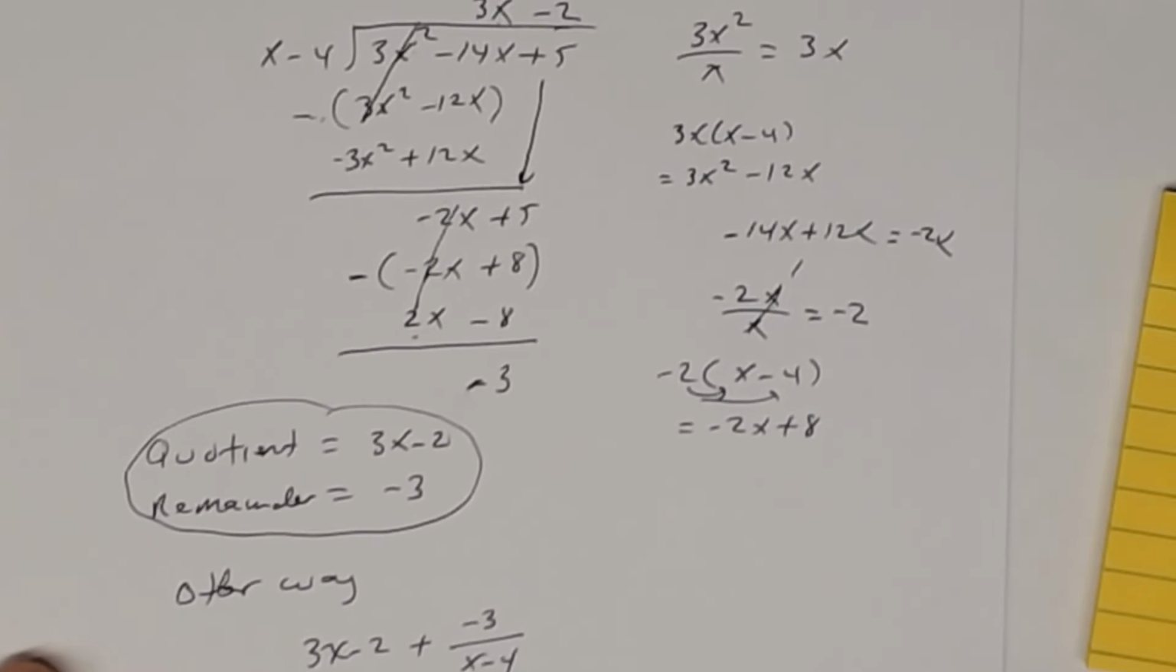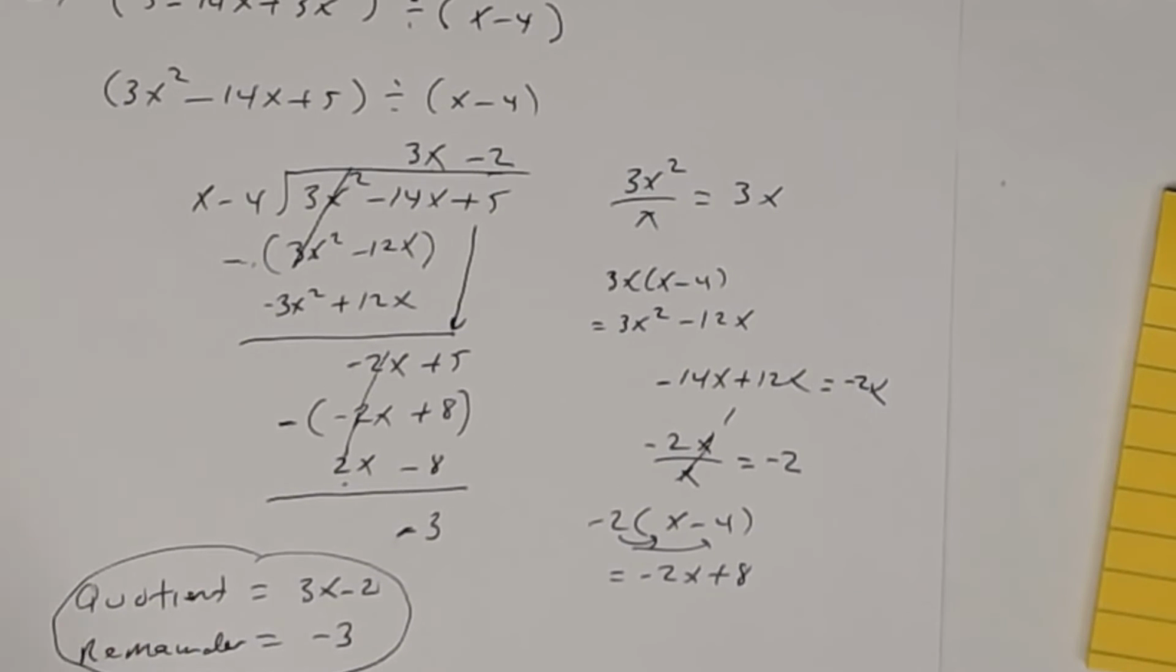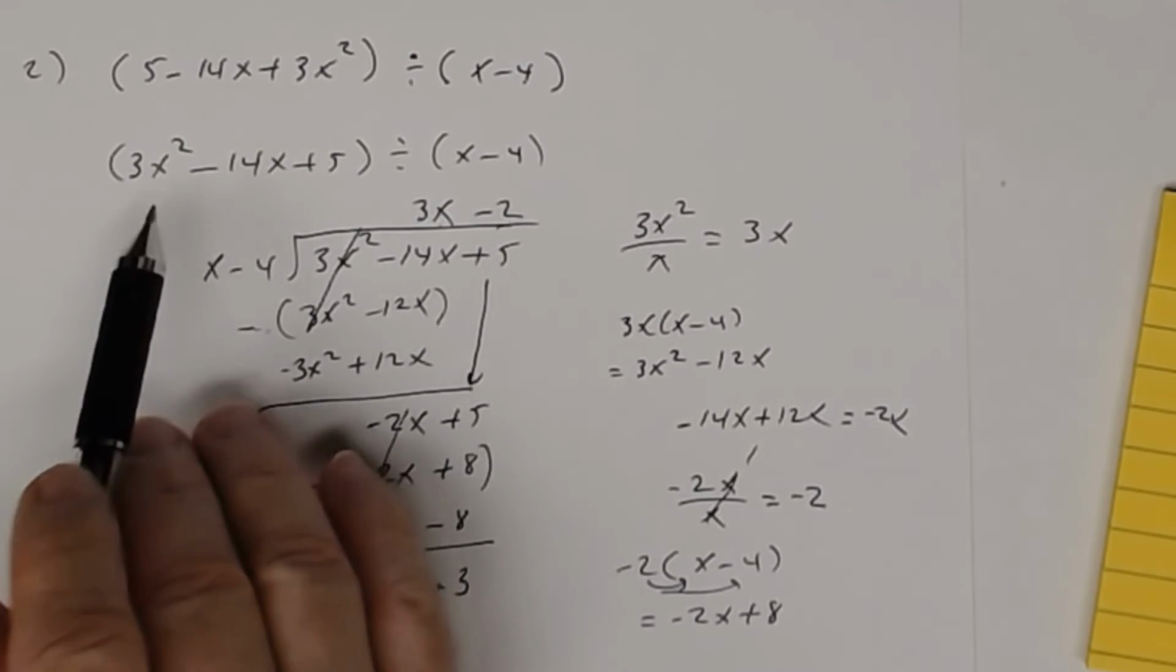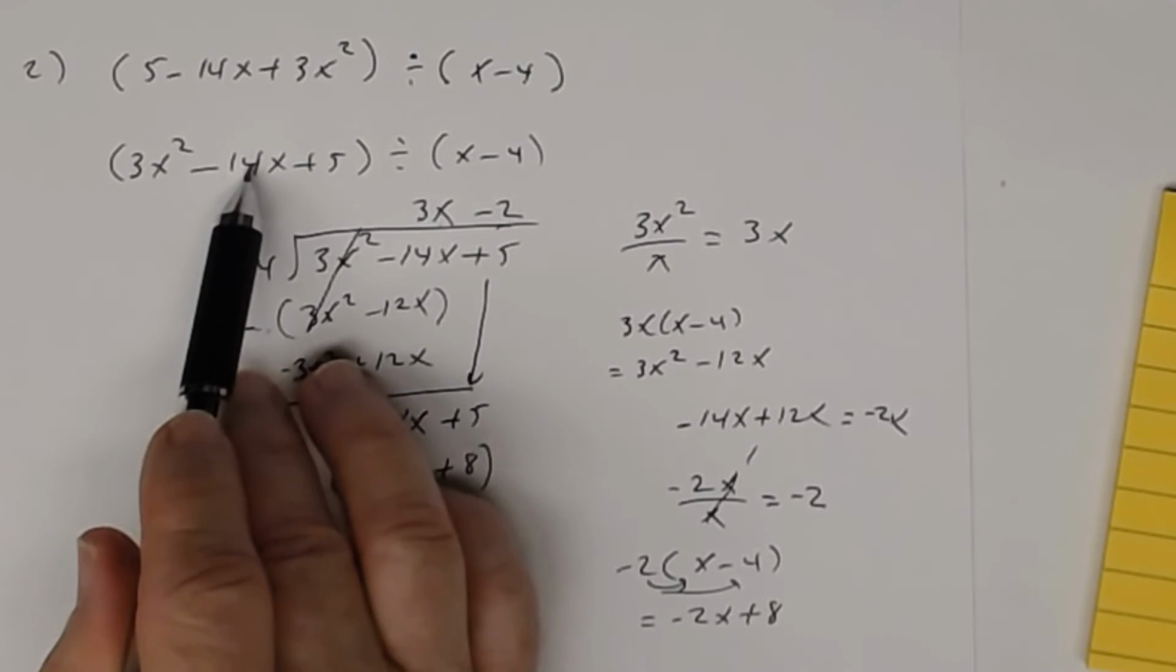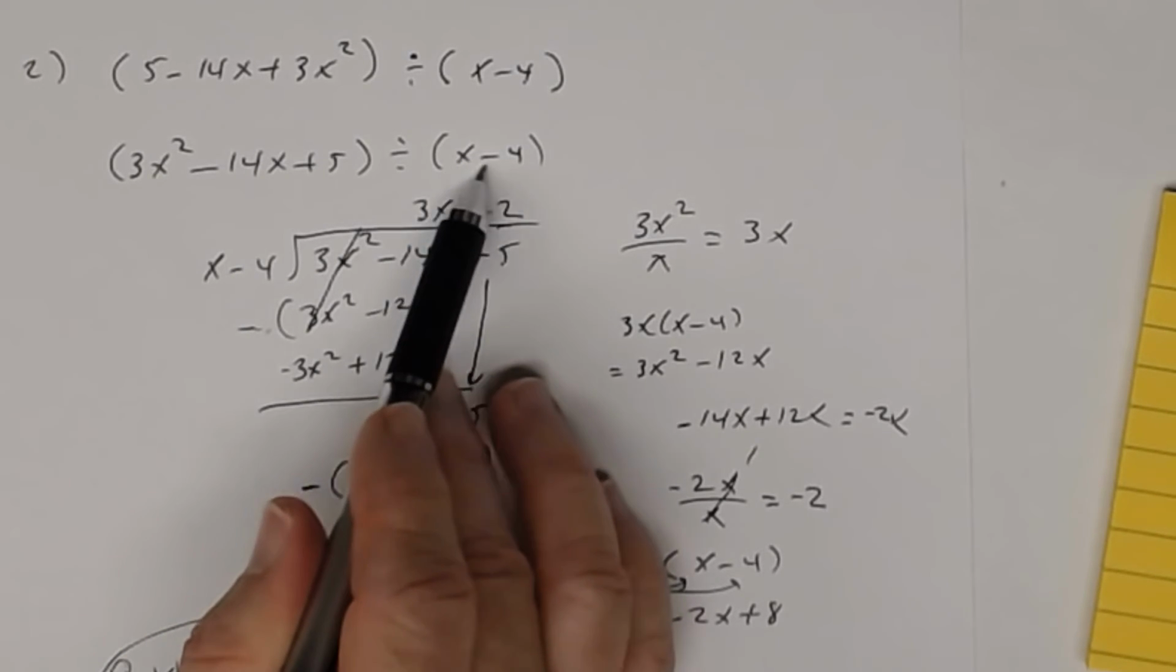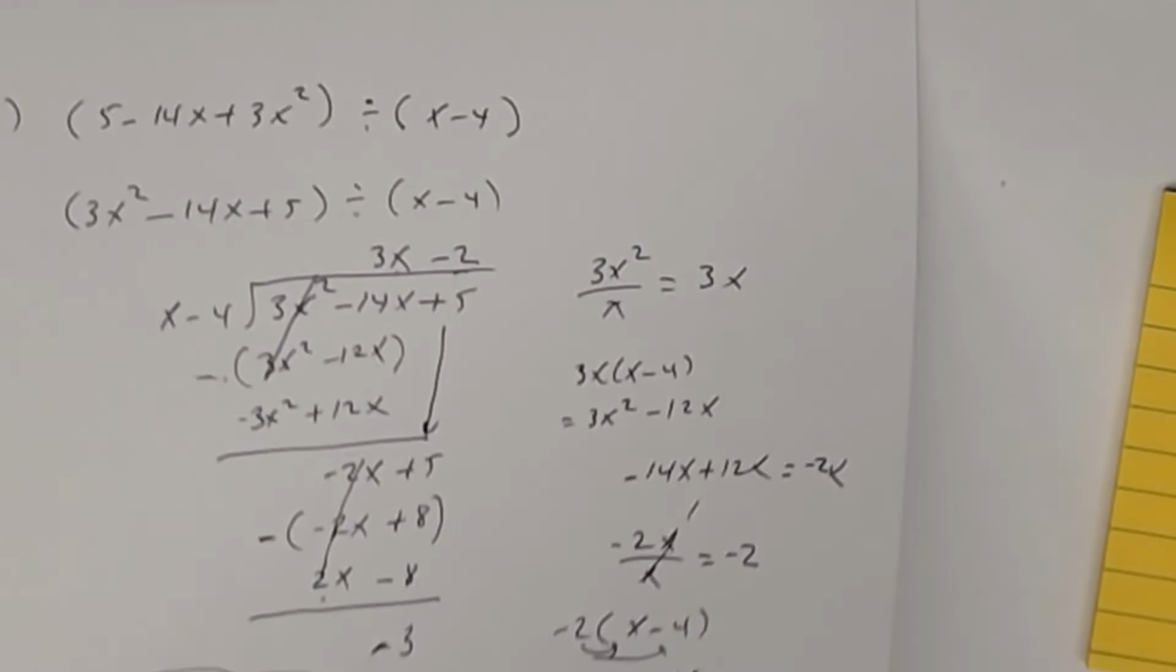All right, so that was number 2. Very simple, not difficult at all. Let's do a couple more. So remember, in this course, there are no missing terms. So when you have this quadratic, you're going to see 3 terms. And when you have this linear factor, you're going to see 2 terms. So there are no missing terms.